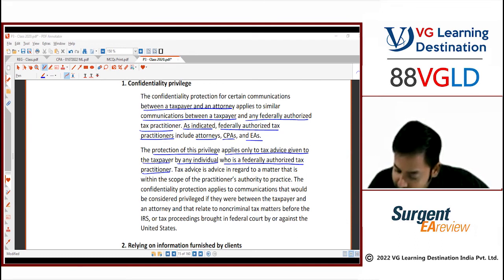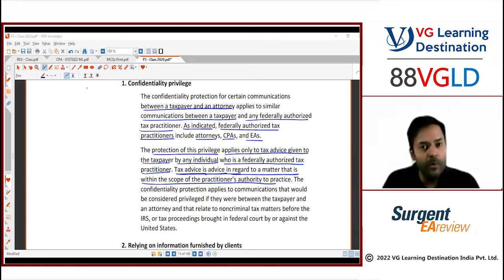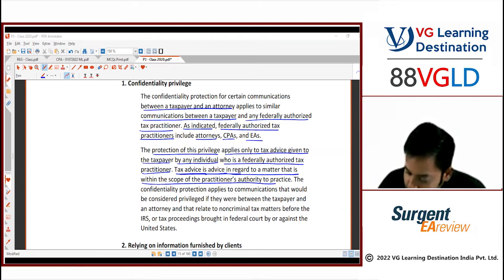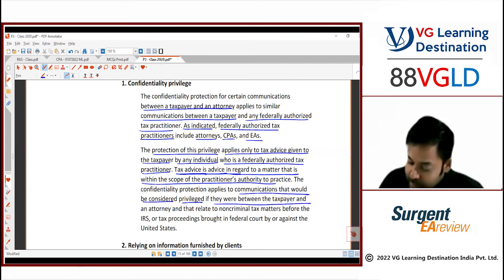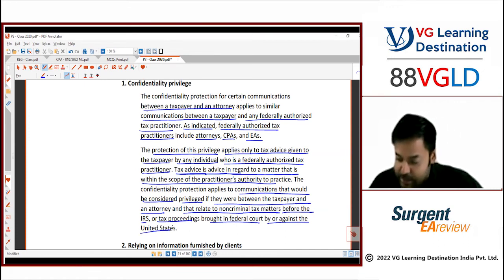The tax advice is advice in regard to a matter that is within the scope of the practitioner's authority to practice. So obviously, whatever is within the scope of the authority will be covered in that only. The confidentiality protection applies to communication that would be considered privileged if it were given between the taxpayer and the attorney and relates to a non-criminal tax matter before the IRS or a tax proceeding brought in federal court by or against the United States. So it has to be for non-criminal purposes, not for criminal purposes.